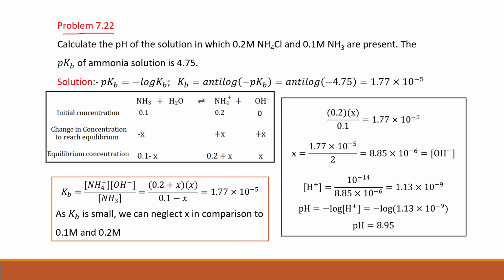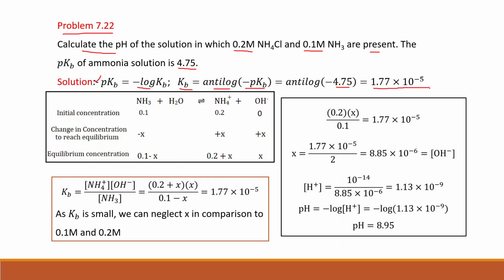Now problem 7.22. Calculate the pH of the solution in which 0.2 M NH4Cl and 0.1 M NH3 are present. The pKb of ammonia solution is 4.75. With the help of this pKb, first of all we will find out Kb. So pKb is equal to minus log Kb. Kb is equal to antilog of minus pKb. Put the value of pKb and solve it. We will get 1.77 into 10 to the power minus 5.